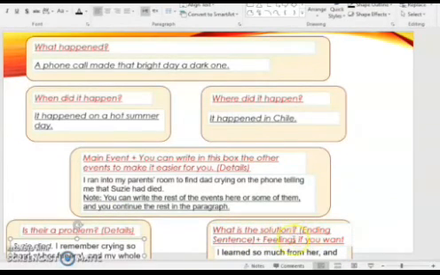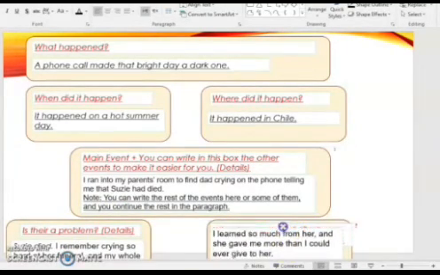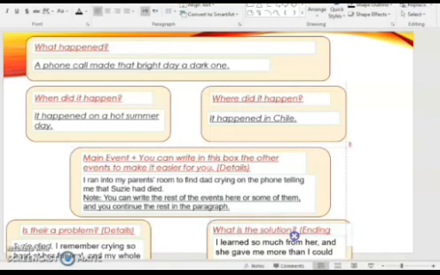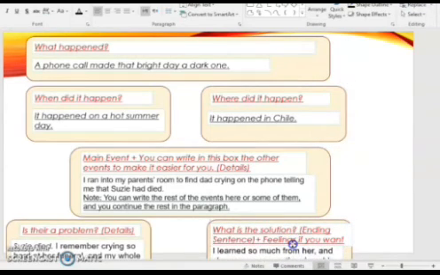You should mention the solution and the feelings or the lesson you learned, which is I learned so much from her and she gave me more than I could ever give to her. So this is what you should put in the graphic organizer. You should write like this in your graphic organizer on page 47.